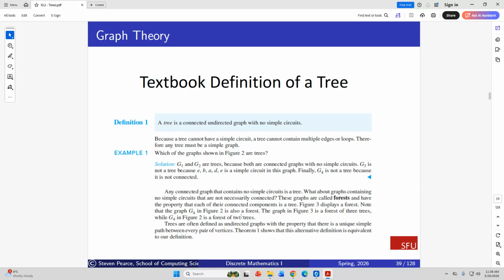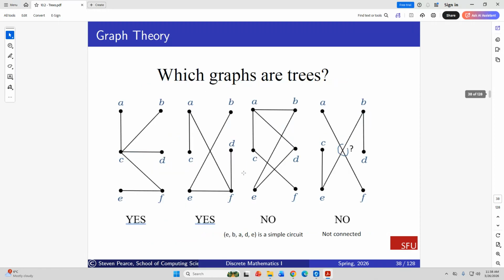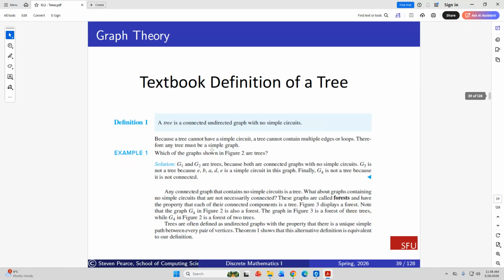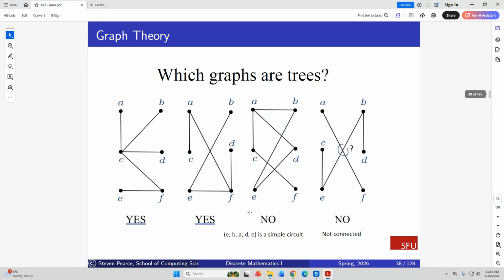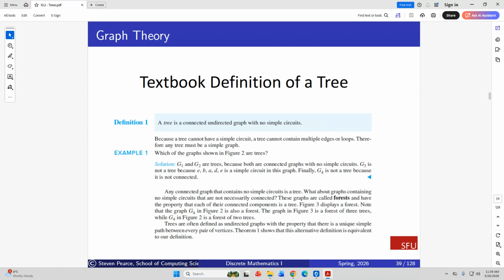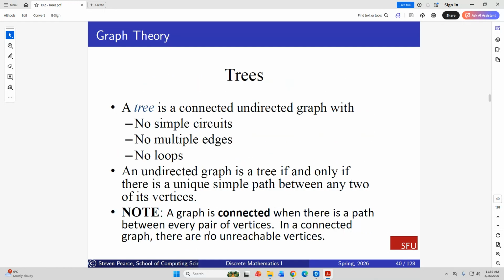That's good. So, because a tree cannot have a simple circuit, a tree cannot contain multiple edges or loops. Therefore, any tree must be a simple graph. We just said that, did we not? Yes, we did. All right. For God's sake. Which of the following graphs shown on figure 2? Is this figure 2? Yep. Okay. I've got to take that out. Boy. Okay, that screwed that up.